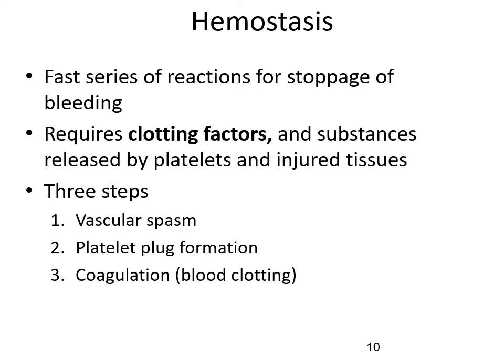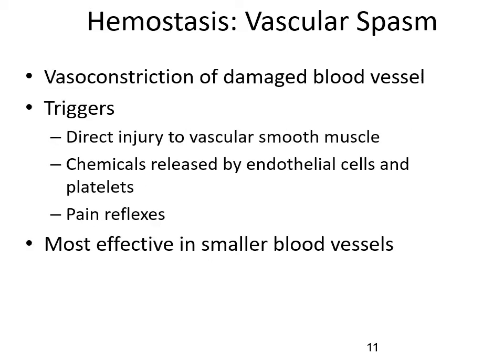So the term hemostasis really means stopping the bleeding. And it's a fast series of reactions to cause the bleeding to stop. And it requires clotting factors, substances that are released by the platelets and injured tissues. But it occurs in 3 steps. And the 3 steps are vascular spasm, platelet plug formation, and coagulation, which literally means blood clotting.